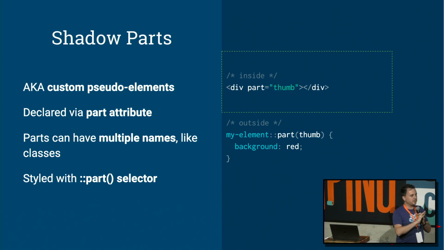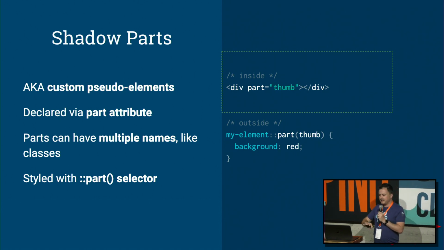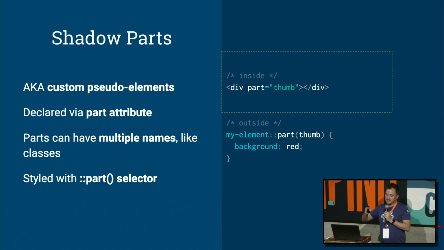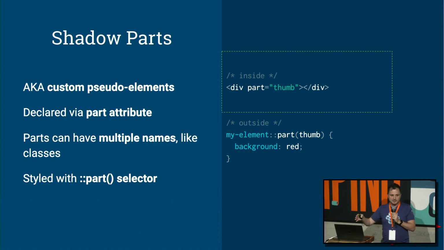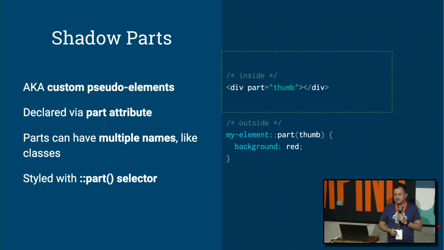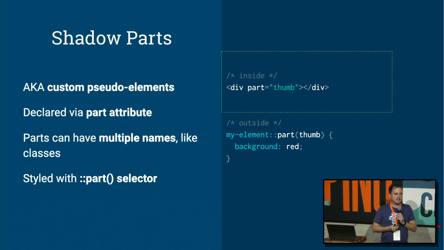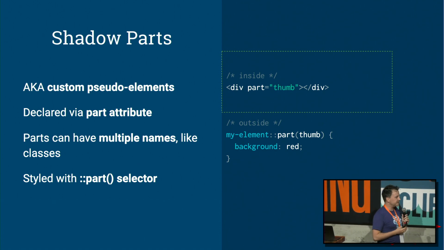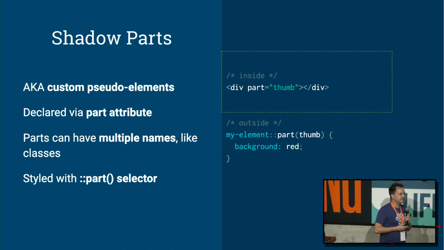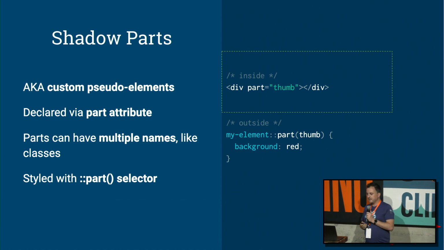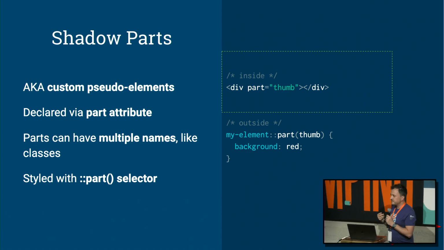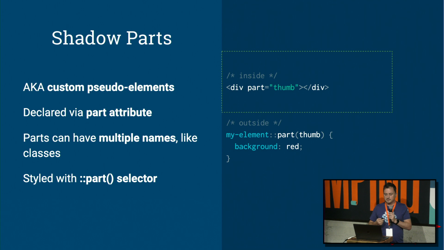Okay, so that was what we have today. And now I'm going to talk about what we have kind of today or in the very near future on other browsers than Chrome. So we're going to start with shadow parts. Shadow parts are also known as custom pseudo elements. So if you know our friend, the input element, and you have pseudo elements like ::placeholder, this lets you define pseudo elements like that for your own web components.